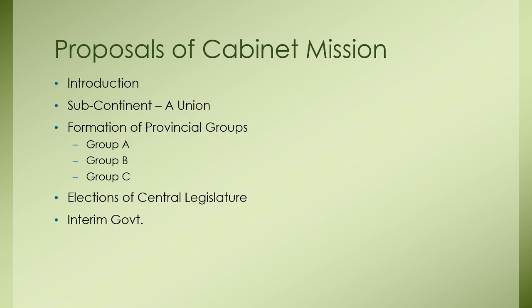Then the next one, very important point, that is interim government. Interim means the government that is established for a very short period of time. They gave the proposal of interim government and they said that it will consist of Indian representatives. No British will be a part of that cabinet and they will be independent in their affairs. The new legislature of any province shall be free to choose the group.